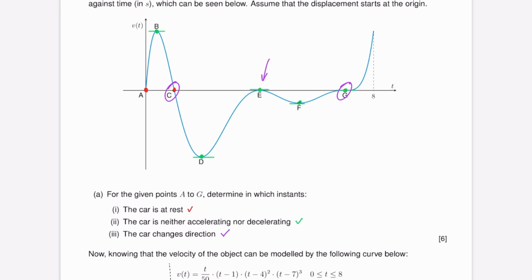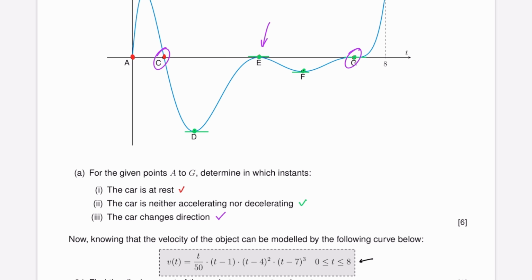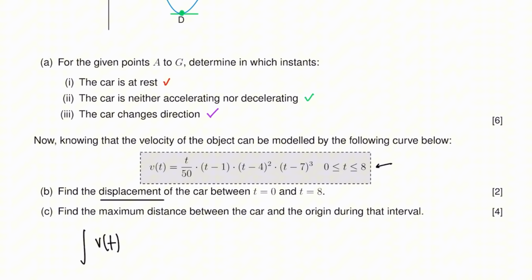Now, Mr. Galileo, being the smart guy that he is, was able to come up with a model for this curve, and there it is. So the velocity can be represented by this function from 0 to 8. If we want to find the displacement, which is, by the way, not the same thing as the distance traveled, we need to integrate the velocity function with respect to time from 0 to 8, which you should do using your GDC. You plug in this function and you get approximately negative 21.4 meters, rounded to 3 significant figures.